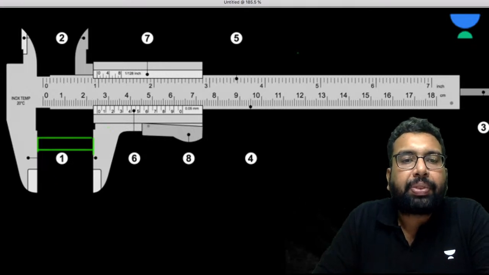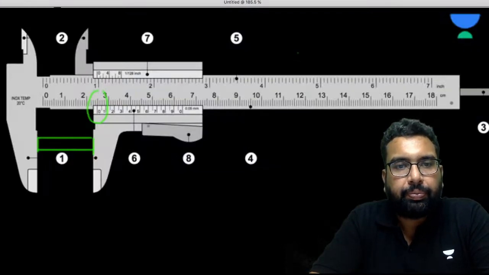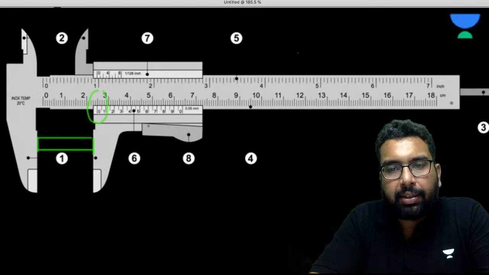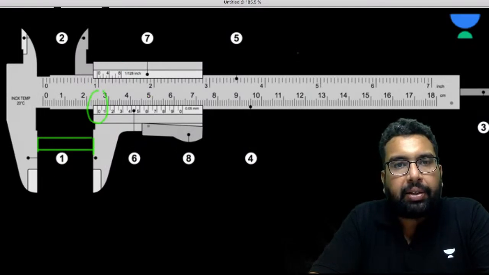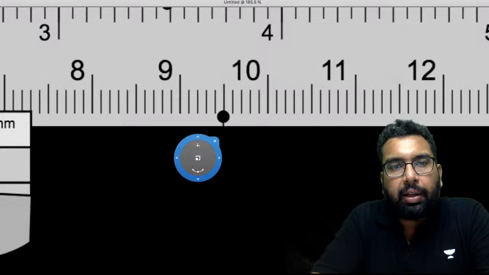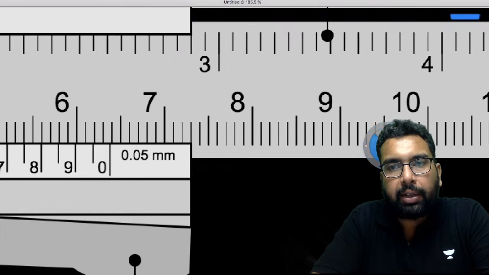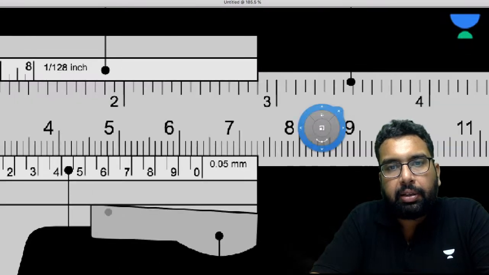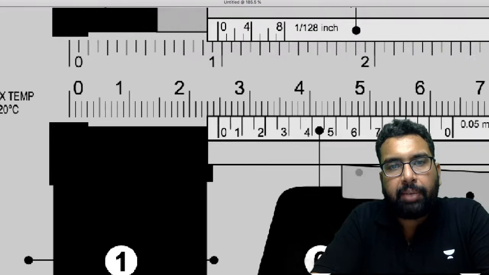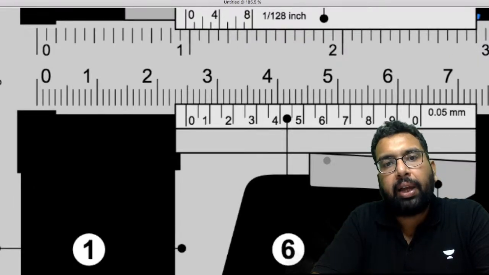Now please observe. If you see here, just have a look at it. I'll just magnify this one. Just wanted to give you extreme clarity on this. Just observe.